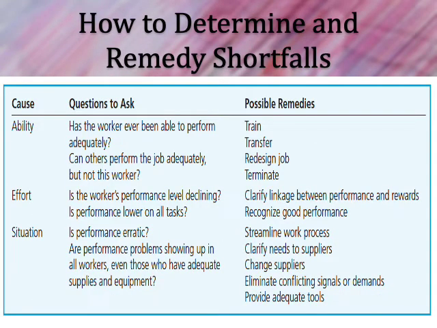Okay, so after the supervisor and worker have discussed and agreed on the cause of the performance problem, the next step is to take action to control them. So depending on whether the cause of performance problem is related to ability, effort, or situational characteristics, very different tactics are called for. Here are some examples to review. So, for ability, has the worker ever been able to perform adequately? So, possible remedies is to train, transfer, redesign job, or terminate. So, these are some examples now.